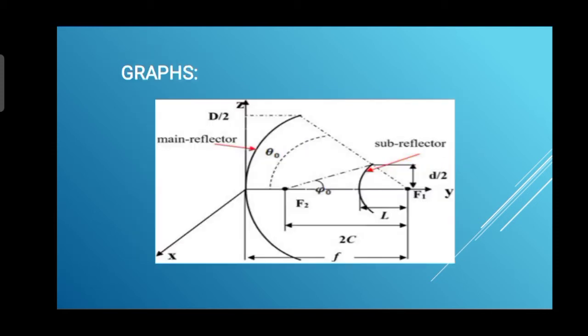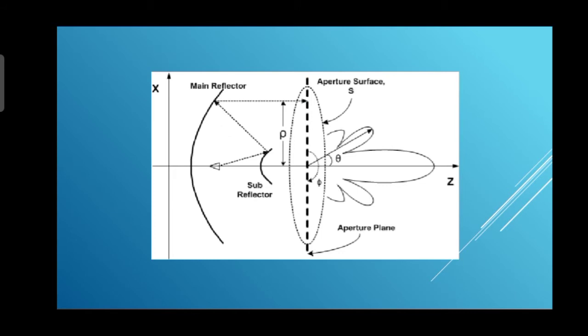And here is a graph of a Cassegrain antenna. So it is graphed or plotted in an XYZ plane. So if you can see, there is a main reflector, a subreflector, and the frequency which corresponds to the y-axis. And here is another graph of a Cassegrain reflector antenna with signal.